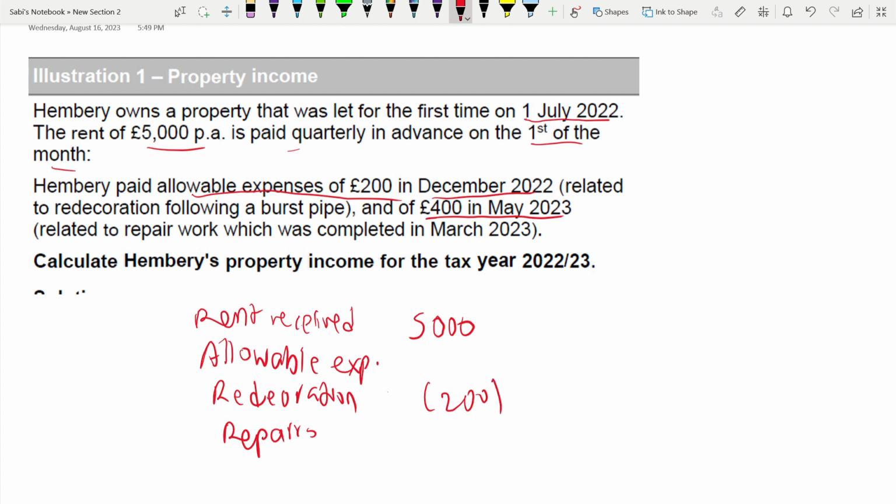What about repairs? You have paid this in May 2023. If you go by accrual basis, you can claim it, because the 400 payment relates to March 2023. But see, this is cash basis, and you have paid in May 2023, after the tax year. So the 400 will not come. It will be zero. So when you deduct, it's 4,800. This is your property income.